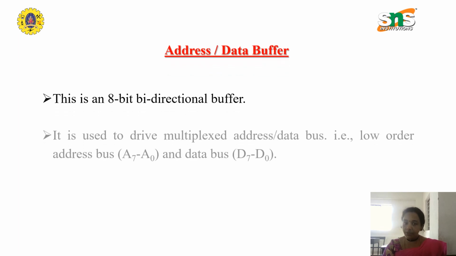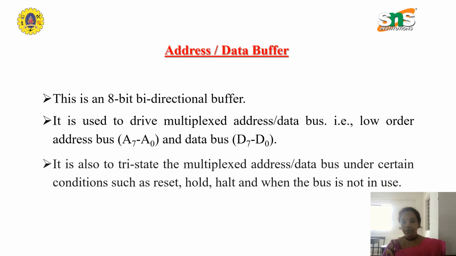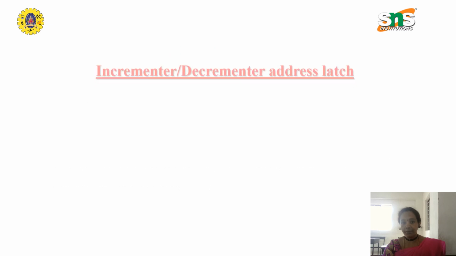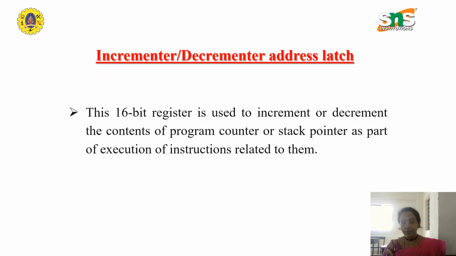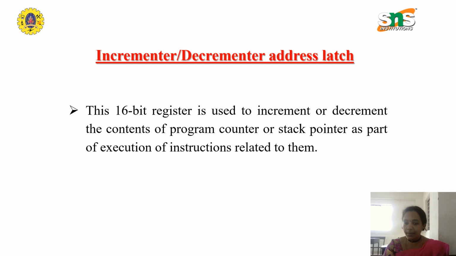Next is the data buffer, which is used to store the data. And the incrementer and decrementer are used to increase the data by 1 or decrease the data by 1.